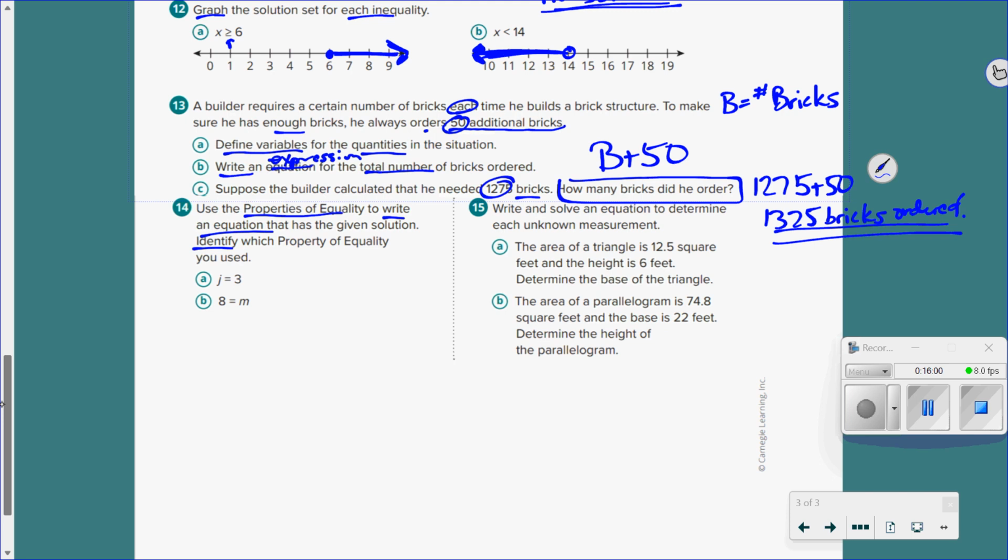Okay, so finish up the last 3. So we also had to say which property we would use to find the solution. And this one, because we added, we need to use the subtraction property of equality to actually solve it.